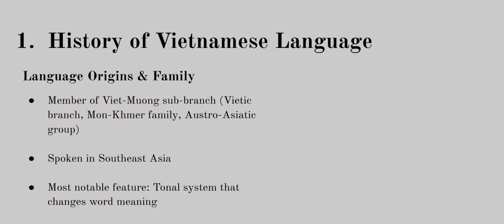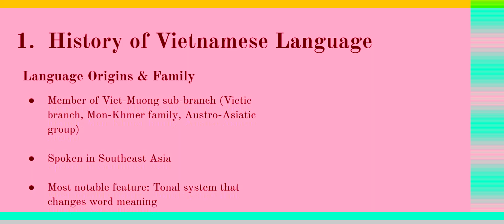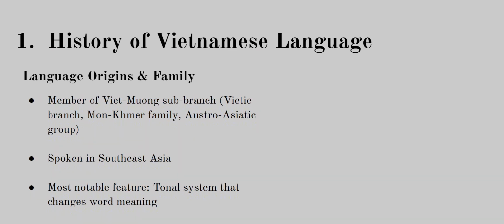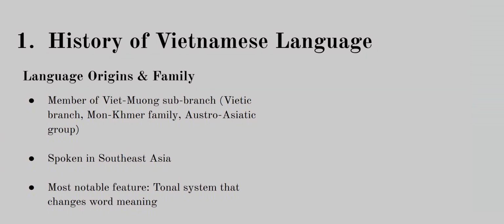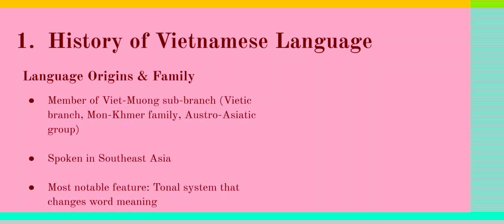The most notable feature that is very interesting about Vietnamese is that its tonal system is very amazing. We have six tones, and according to these tones, the meaning of the word changes. So we have six different tones. We'll talk about this further.